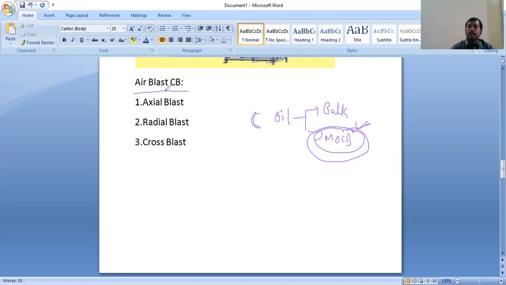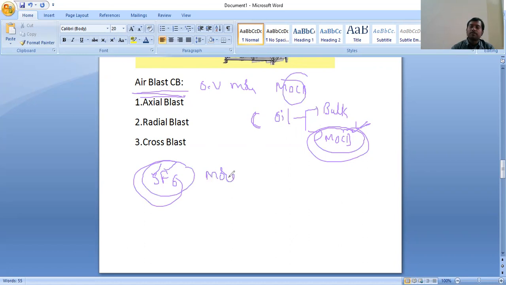This is nothing but air blast. The operating voltage is more compared to the minimum oil circuit breaker. So the next one is the SF6 circuit breaker. This is sulfur hexafluoride. This is a more efficient one, which I discuss later, and after this one, vacuum.